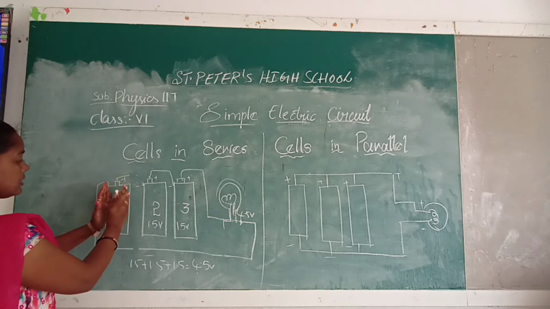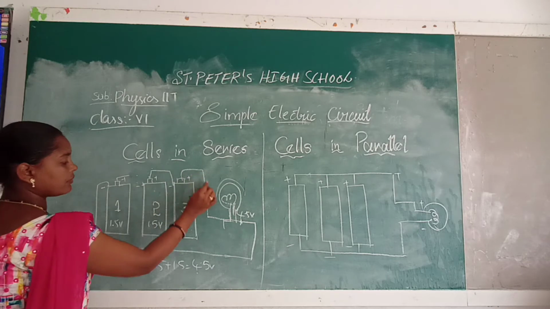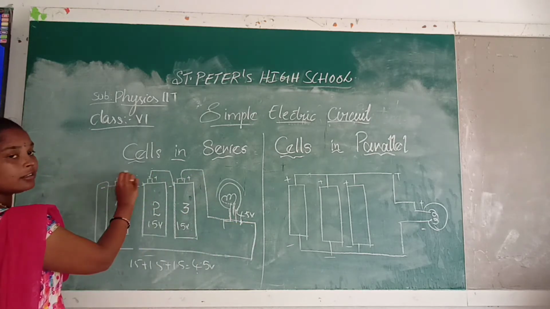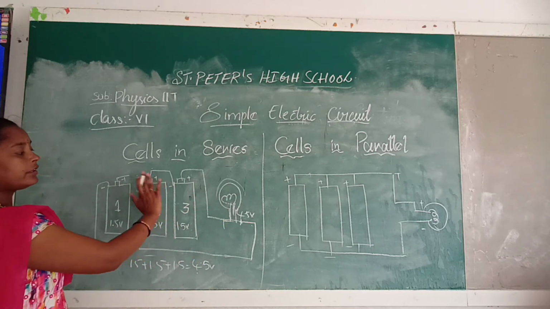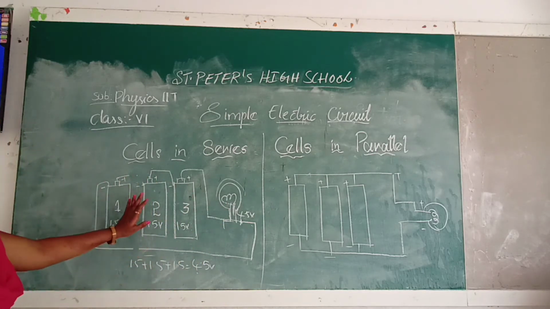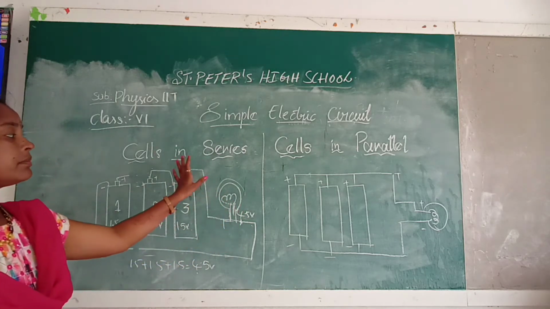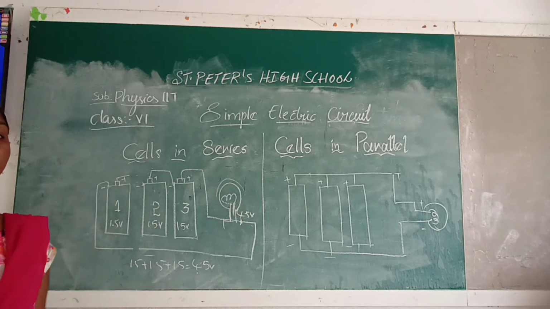So this cell and this cell don't have any connection. It is getting the positive terminal from here and negative from here, but both the cells do not have any connection. So the circuit is open. The bulb will not glow in the cells in series if one of the circuits is open.